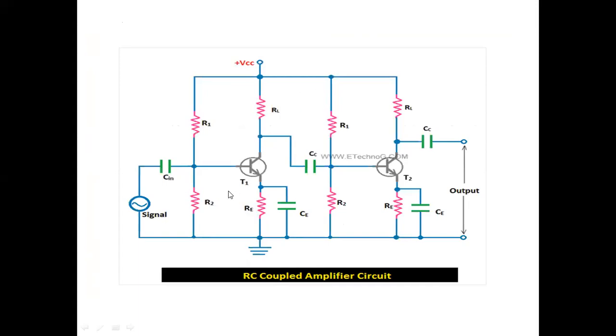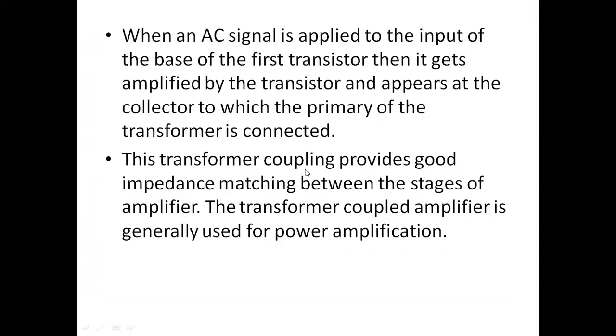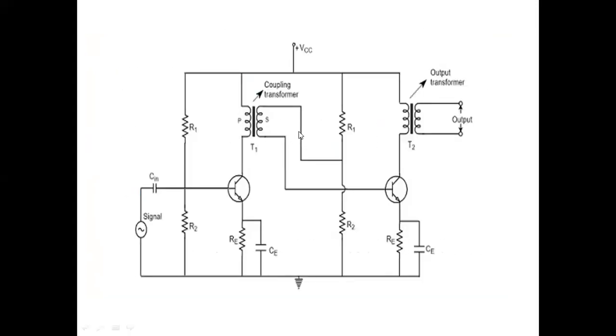So this is RC coupling. This figure represents RC coupling, and here we are using some resistance and capacitance in order to couple, in order to connect the stages. So the coupling elements are resistances and capacitance. Whereas for the transformer coupling, the coupling device is a transformer. In order to connect the stages, we are using a transformer.